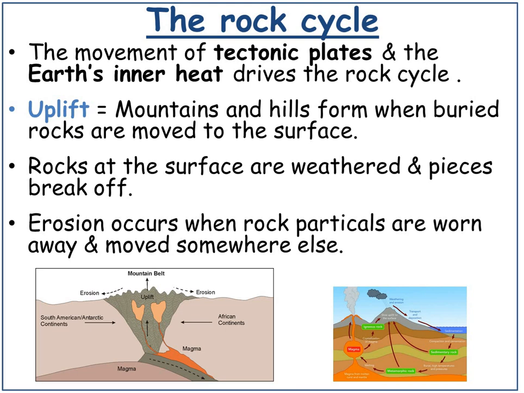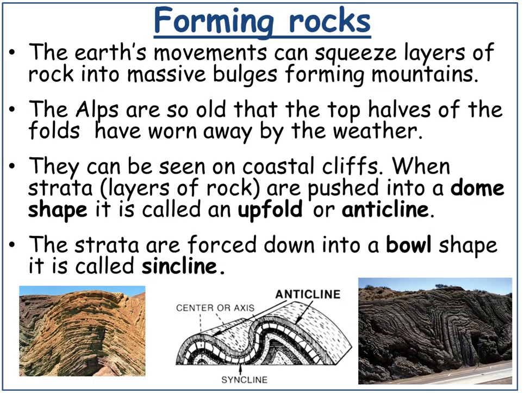And uplift is where mountains and hills form when the buried rocks are moved to the surface. And rocks at the surface can then be weathered and pieces can break off. And then erosion can occur when rock particles are worn away and then moved somewhere else. Forming rocks: the Earth's movements can squeeze layers of rocks into massive bulges, forming mountains. And the Alps are so old that the top halves of the folds have worn away by the weather.